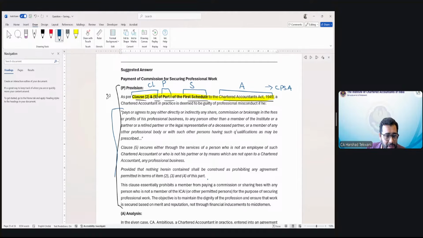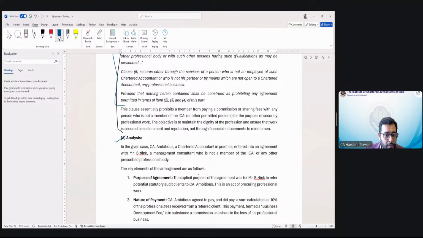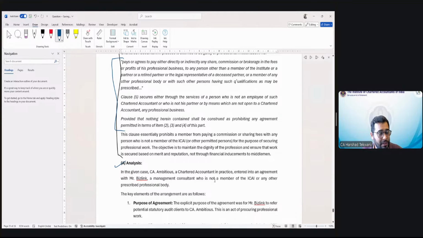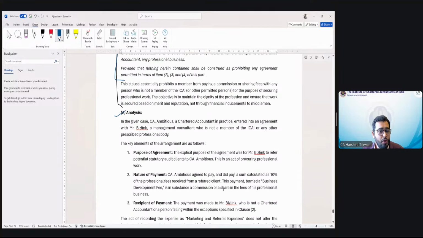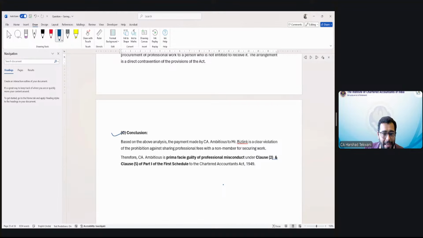Specify the clause, what the clause says. Write about the clause and then do the analysis. What is the analysis of the question? What does the question contain? Do not repeat the entire question. Some students copy paste or rewrite the entire question. It is not an analysis. Analysis is when you break down the words of the question to identify the critical matter about which the question is. And then you provide the conclusion that as per clause 2 and 5 of first schedule of CA Act, CA Ambitious is deemed to be guilty of professional misconduct.